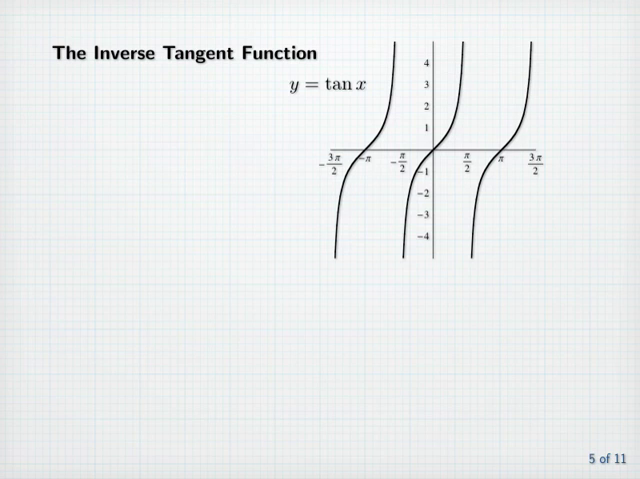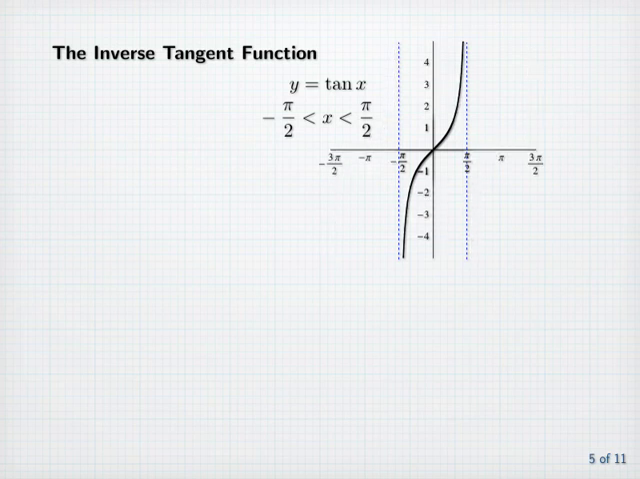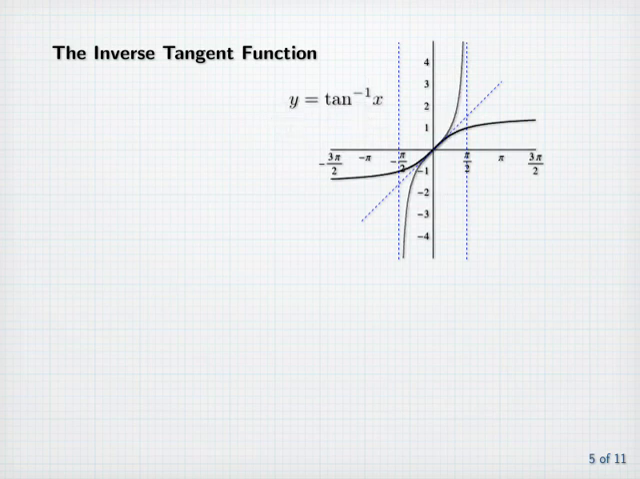The standard way of doing that is to restrict the domain to the interval between the two vertical asymptotes closest to 0. Those are x equals plus and minus pi over 2. So our restricted domain is the open interval from minus pi over 2 to pi over 2. So let's draw the line y equals x, and then reflect the graph about that line. This gives us the graph of the inverse tangent function.